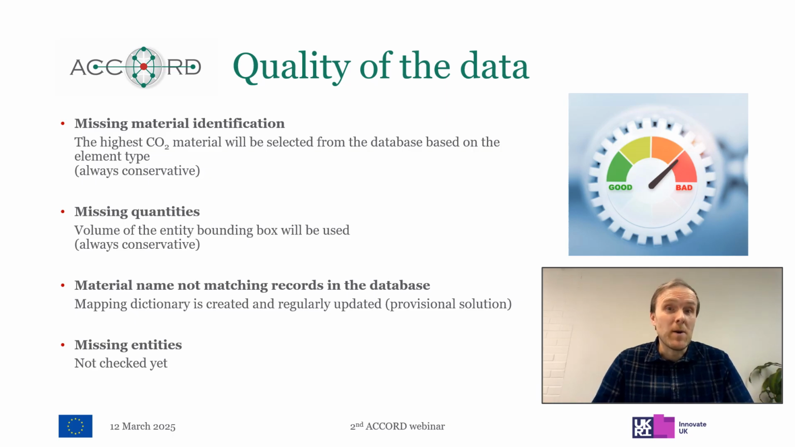As you can imagine, the quality of the input is the essential measure of the quality of the prediction. So how do we deal with the model inaccuracies? And how do we guarantee that the prediction is always higher than the reality? Obviously, the material identification is the most problematic part. If the materials are not assigned to the products, it may be a problem. In such cases, the tool is selecting the most conservative, highest CO2 material relevant to the element type.